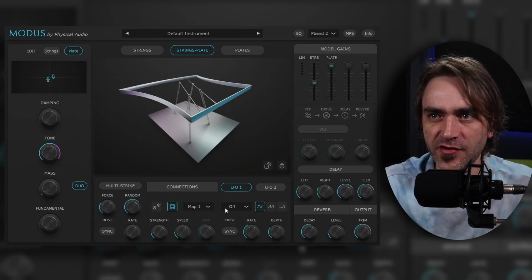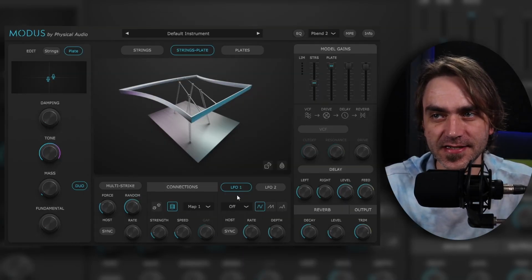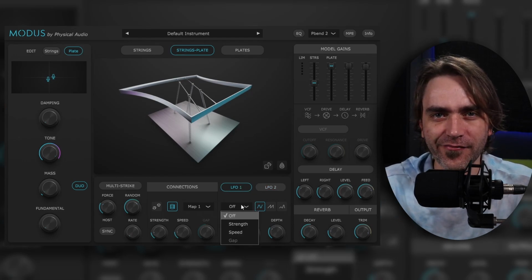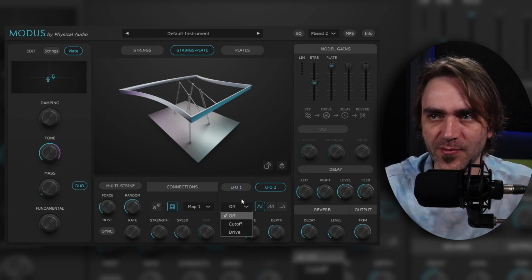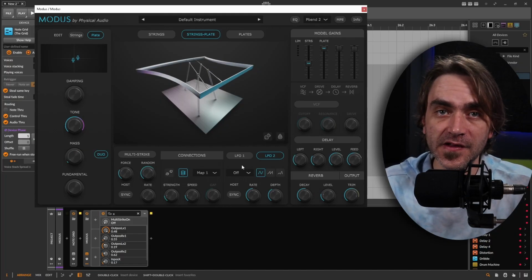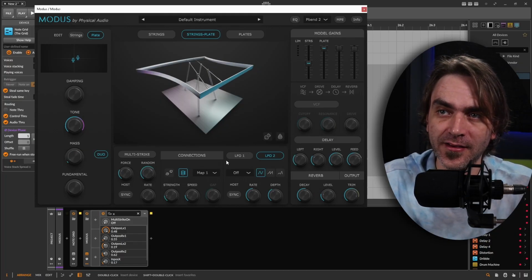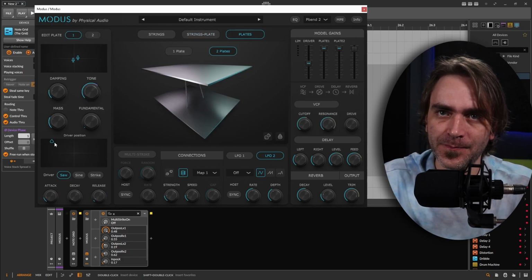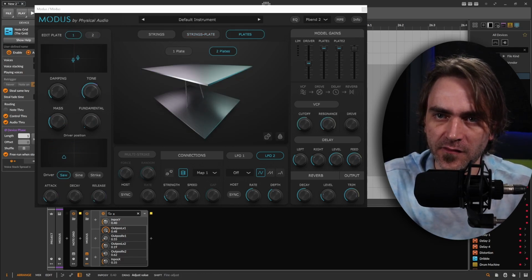Okay, so the modulation system is a little bit limited. It only allows us to send the LFO1 to very predefined parameters and LFO2 to very predefined parameters. That being said, if you have a DAW like Bitwig, it negates that whole thing, because here, for example, we can just modulate this with modulators within the DAW.